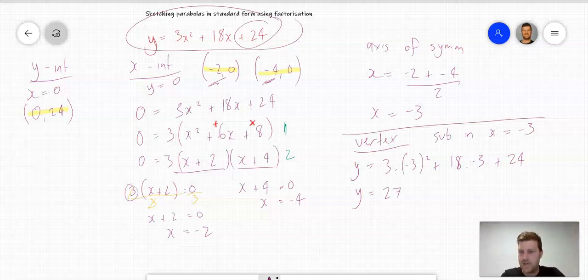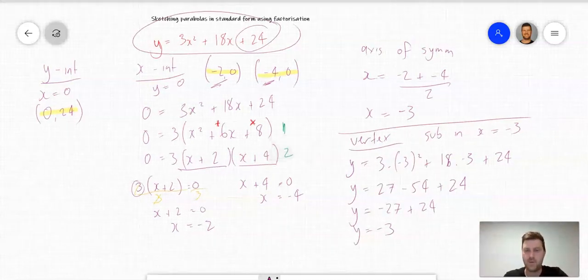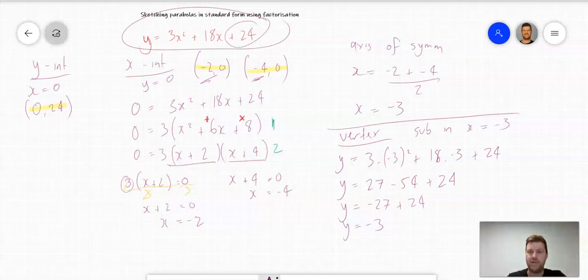18 times minus 3, let's do 20 times minus 3 is 60, take away the 6 is minus 54, plus 24. So the y value is, working left to right, 27 take 54. Well, 27 is half of 54, so that's minus 27 plus 24 gives me minus 3. So the y value of my vertex is minus 3, giving me the coordinates, a little bit confusing, minus 3, minus 3.